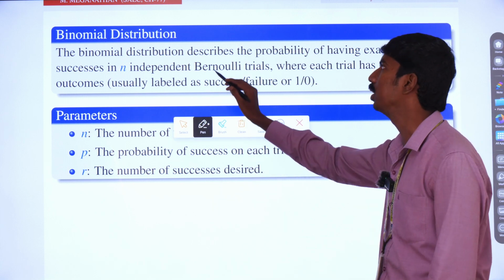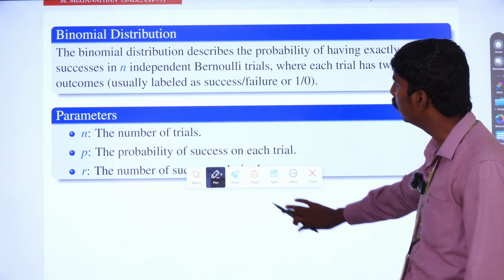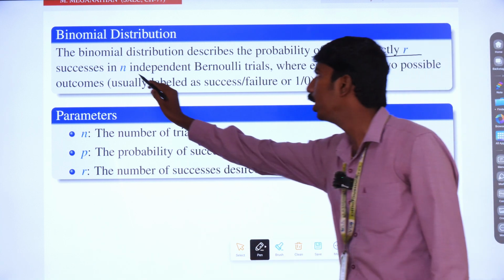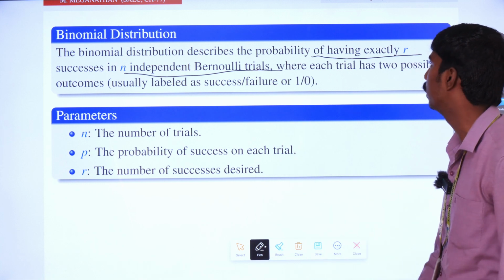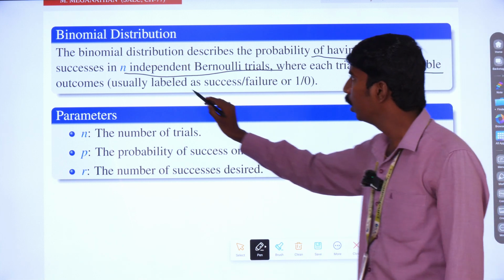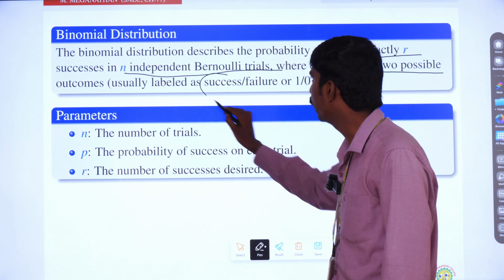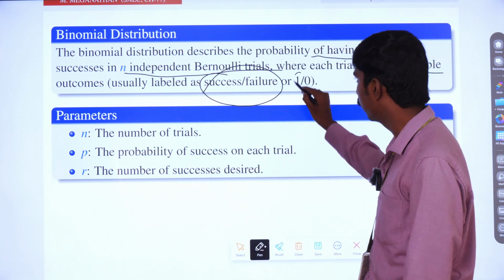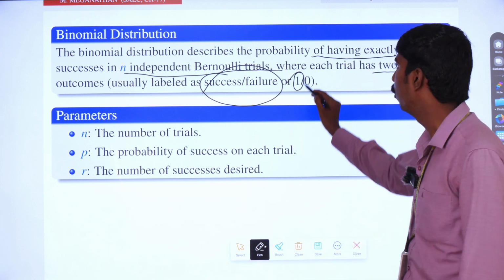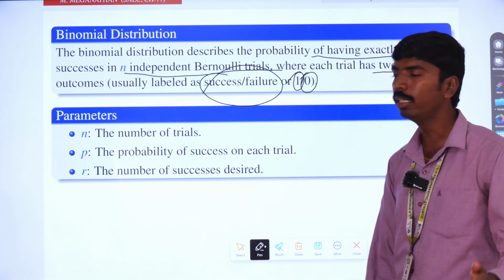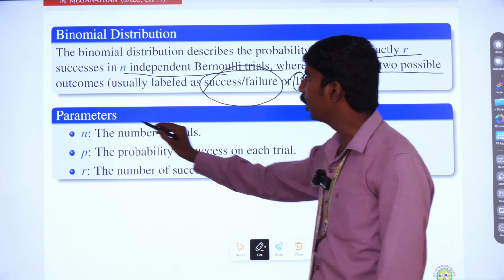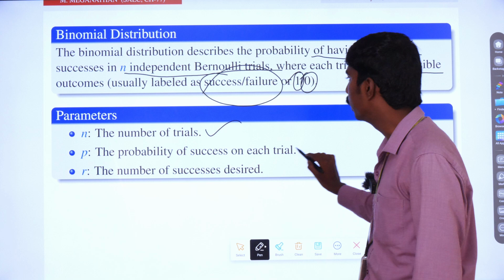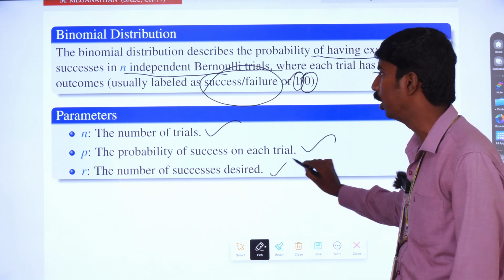The binomial distribution describes the probability of having exactly r successes in n independent Bernoulli trials, where each trial has two outcomes, success and failure. Success we can denote as number 1 and failure as number 0. So there are three important parameters: n, p, and r.